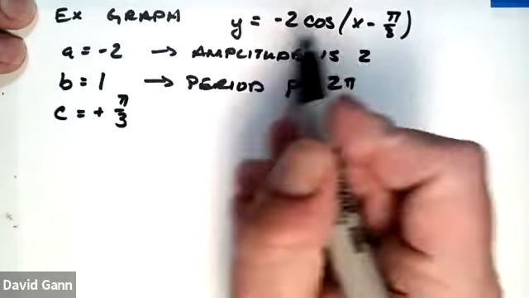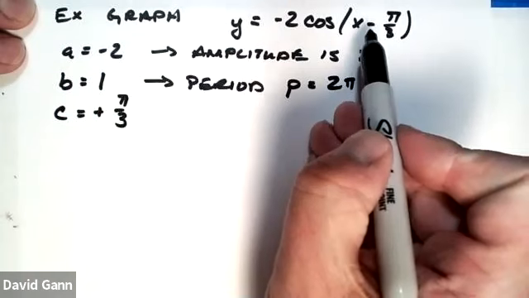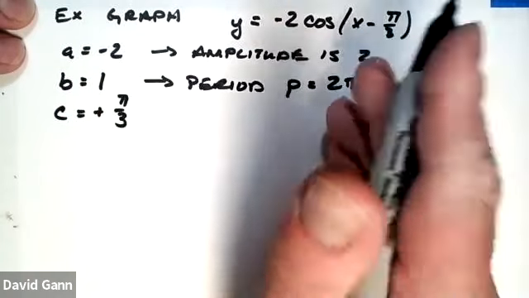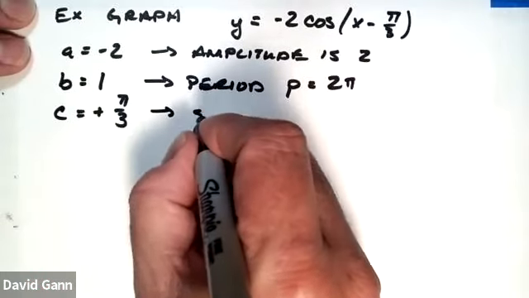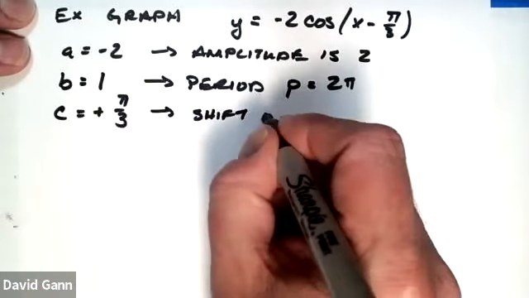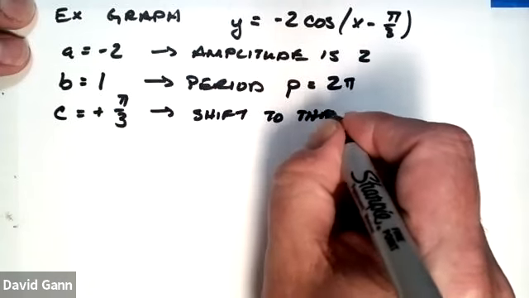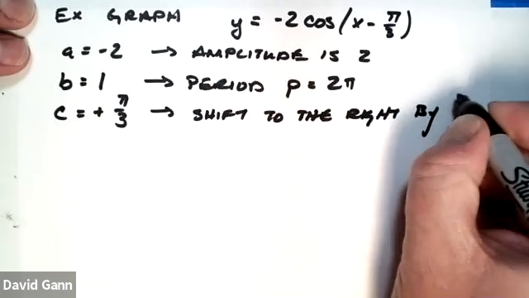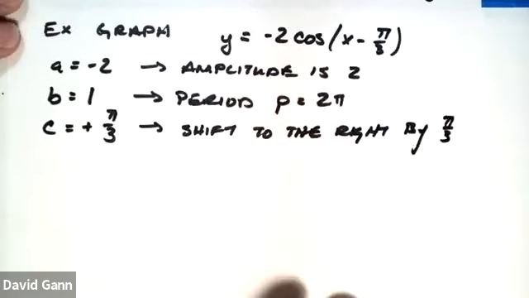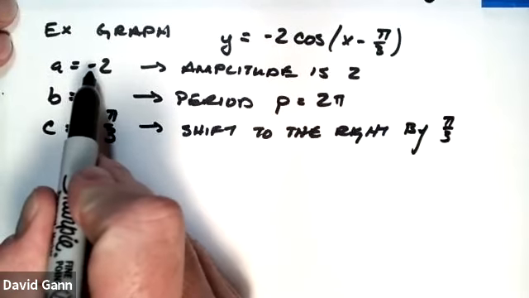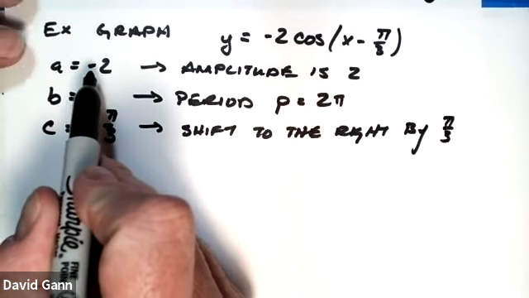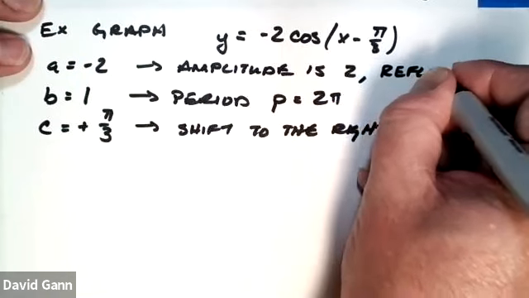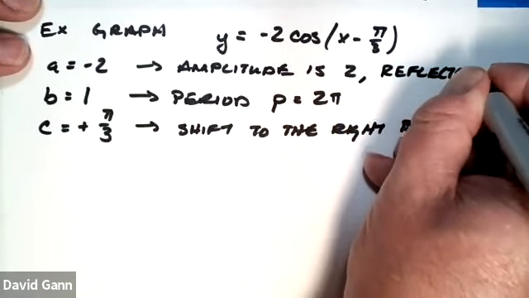Remember, I know I'm bringing this up several times, but that negative sign, it's x minus c. So c is actually positive pi over 3. This means a shift to the right by pi over 3. Now, one other thing I want to note here about A is that it has a negative sign. So I'm going to put a little note to myself that it should be reflected.